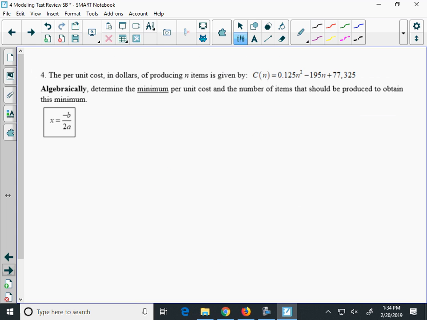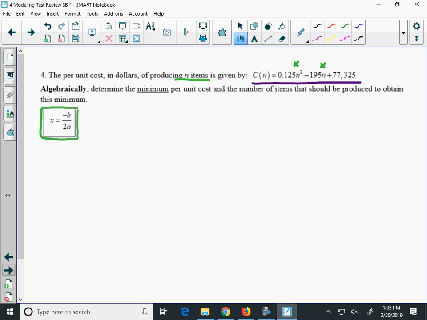All right, number 4. The per unit cost in dollars of producing a certain number of items is given by this equation. Algebraically, find the minimum cost and the minimum number of items that should be produced to find this minimum. Now, I gave you a hint here. I suggest that you use the formula x equals the opposite of b over 2a. Now, what you have to know here is the x in this equation is being represented by n. N is the number of items.